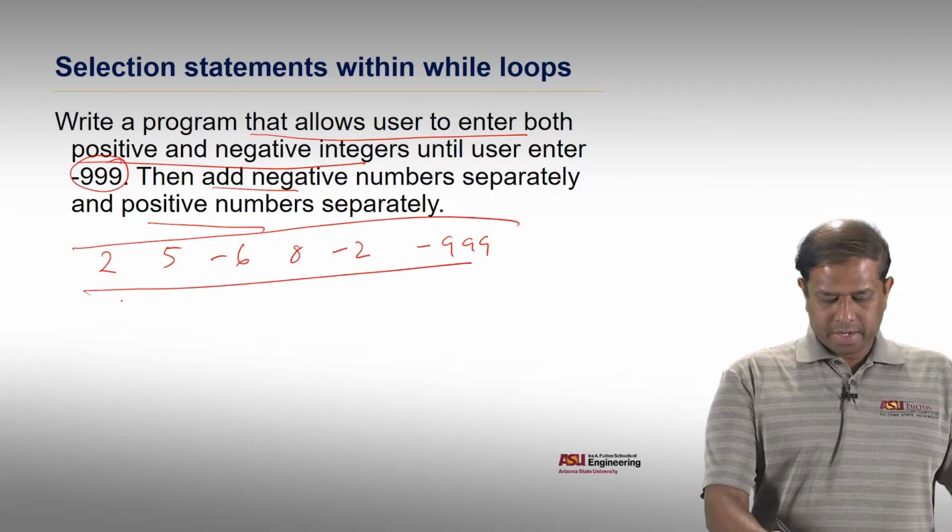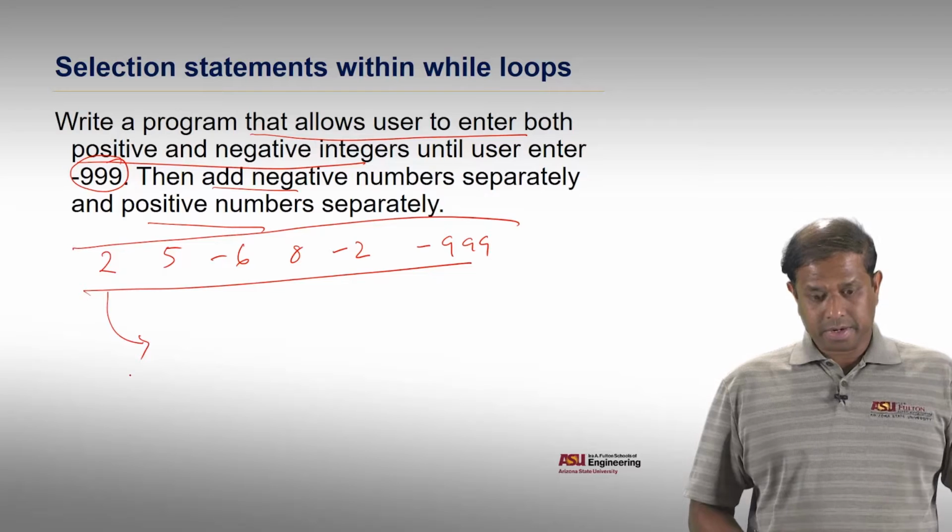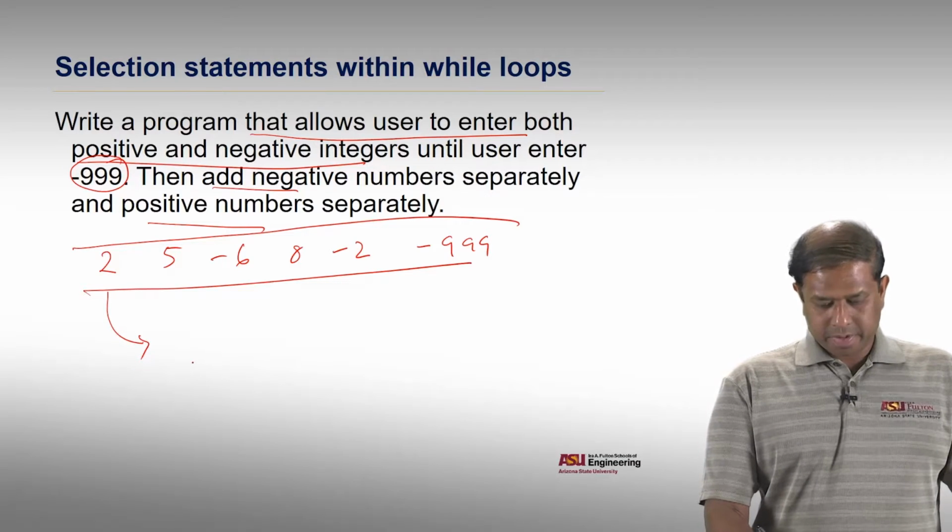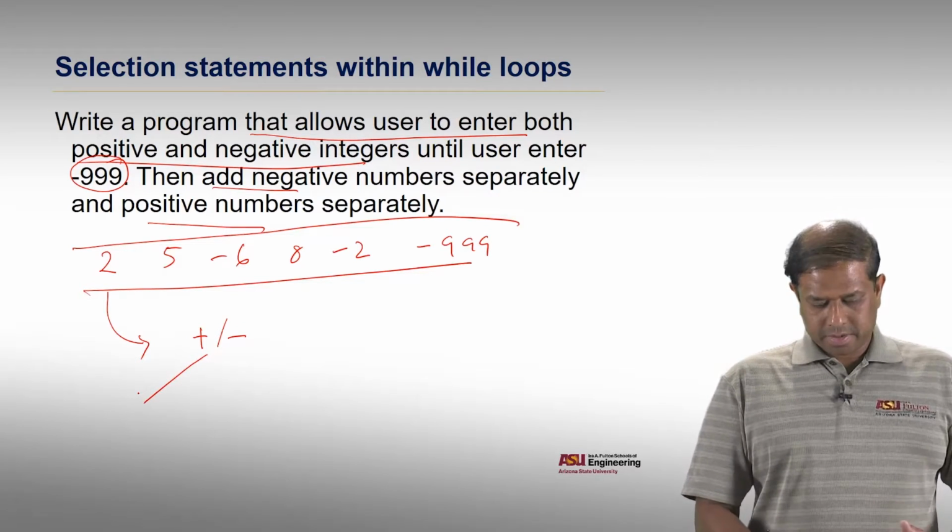So in this case, this is our input stream. Now we can keep on reading the input stream. As we read it, we need to figure out whether it's a positive number or a negative number. If it is a positive number, we are going to add that to the positive sum.